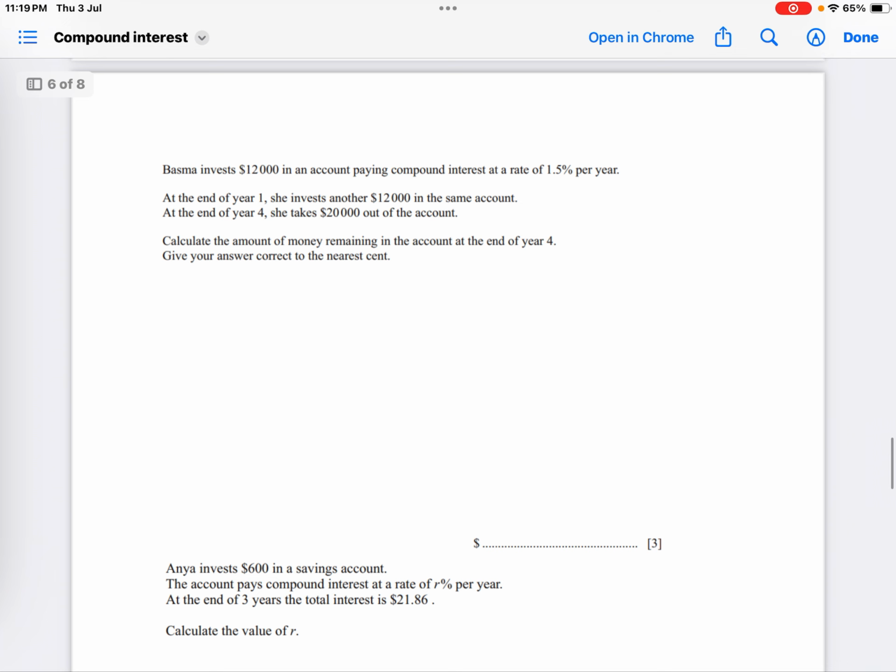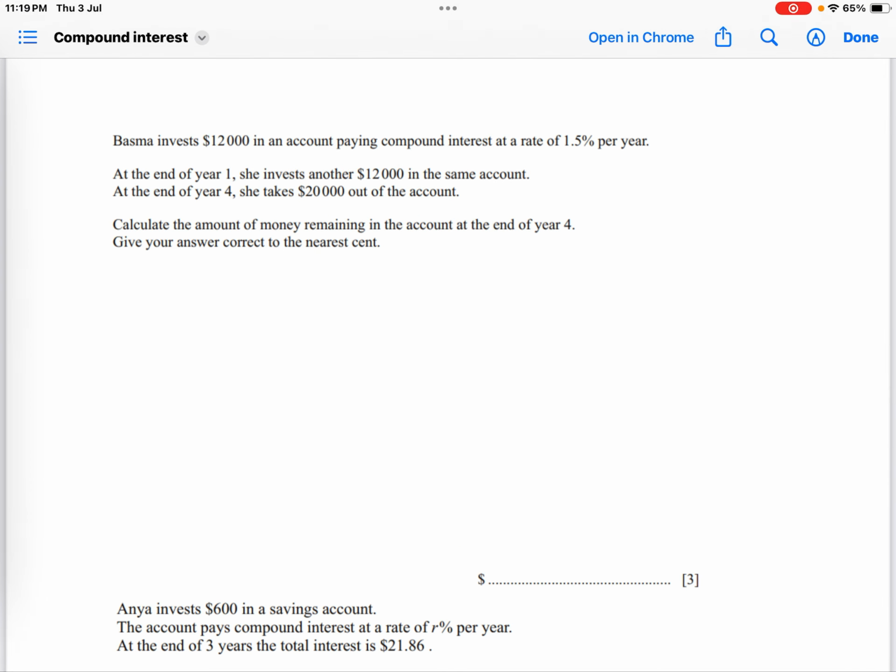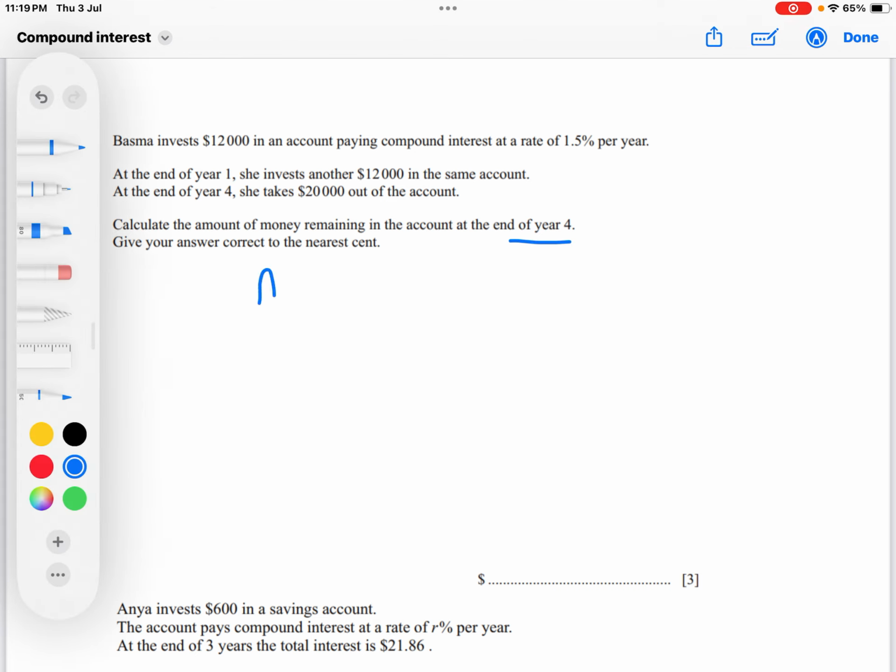Question number 1. Basma invests $12,000 in an account paying compound interest at a rate of 1.5% per year. At the end of 1 year, she invests another $12,000 in the same account. At the end of year 4, she takes $20,000 out of the account. Calculate the amount of money remaining in the account at the end of the 4 years. So first, she invested 12,000 for 4 years. As you see, there are 4 years. So first, we need to calculate the amount for 4 years.